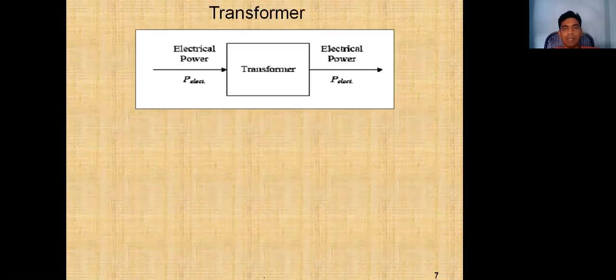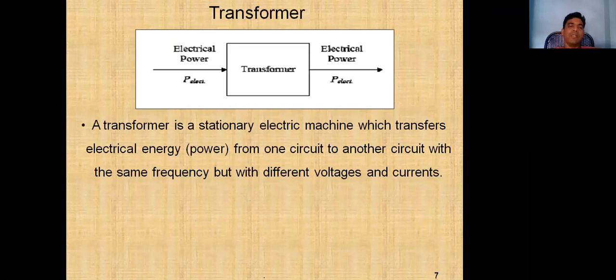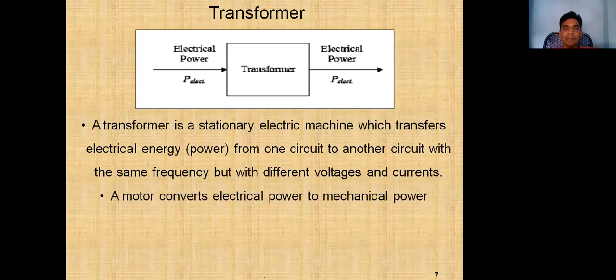So electrical power is transformed to output. A transformer is a stationary electric machine which transfers electrical energy from one circuit to another circuit with the same frequency but with different voltages and currents.